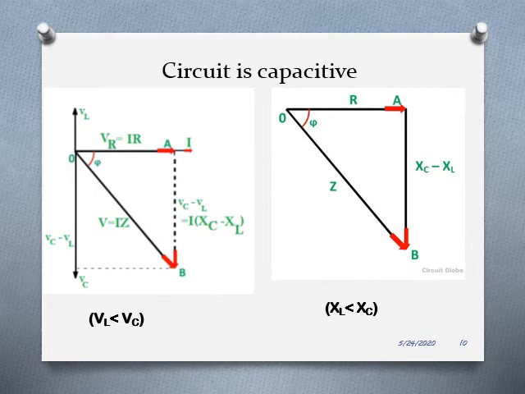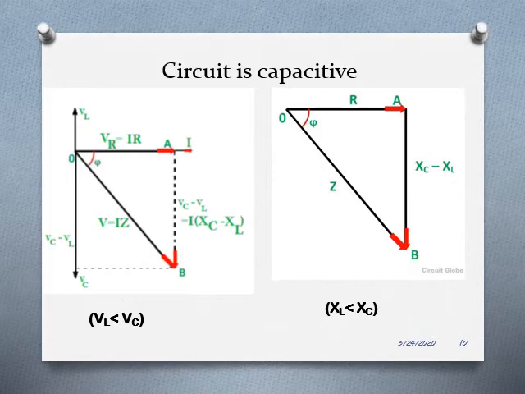Just remove the current terms. So you get OAB right angle triangle, where the hypotenuse will be the total impedance of the network Z. The adjacent side, that is OA, will be the total resistance of the network R. And the opposite side AB will be the net reactance, that is XC minus XL.